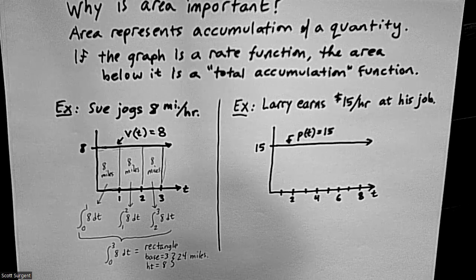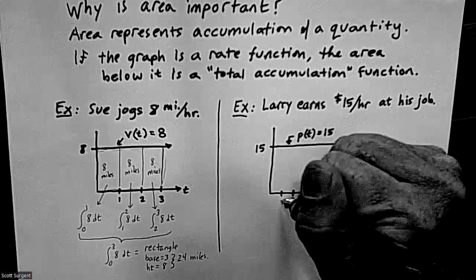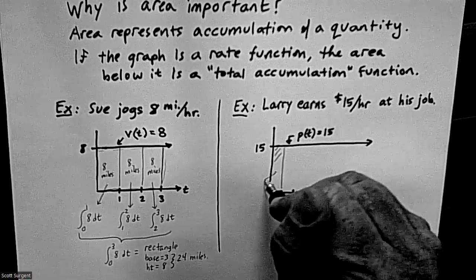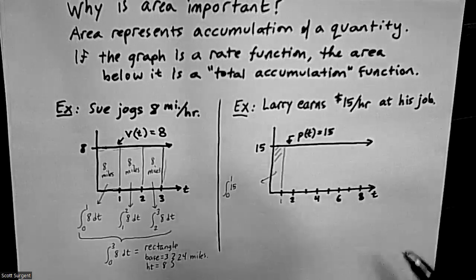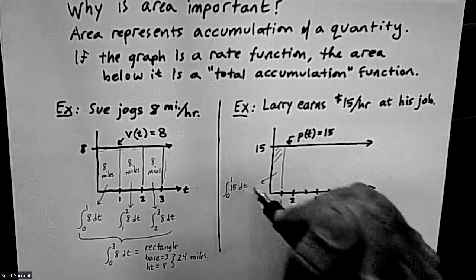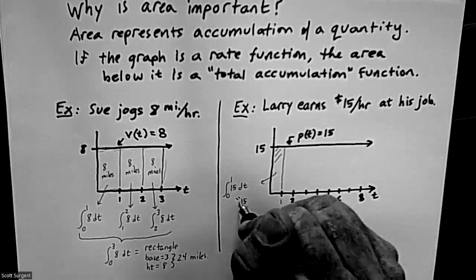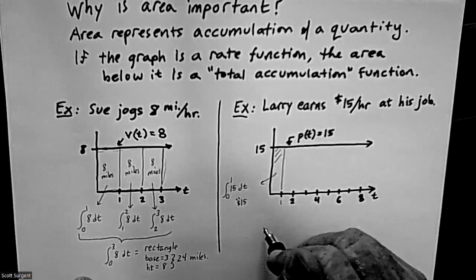Okay, let's look at another example. Larry earns $15 an hour at his job. So he's accumulating money for every hour that he works. So in the first hour, from 0 to 1, that's represented by a rectangle. And I'll label that here as an integral from 0 to 1, 15. And again, I'm using letter t for the variable. And I can actually represent that he's made $15 in that hour total. He's accumulated $15.